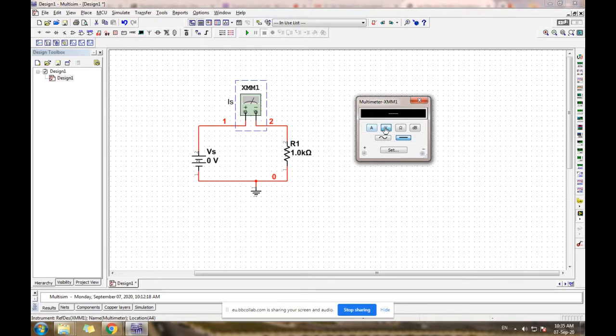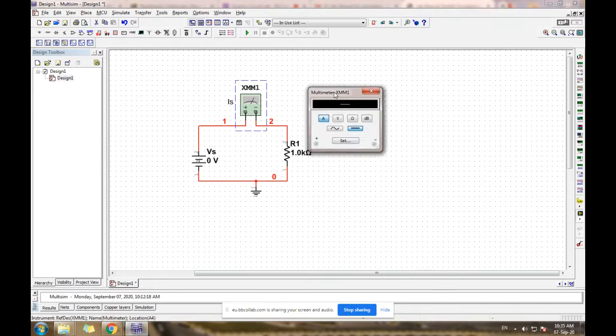So this is ampere, volt, resistance, gain. We have to select current, and we are measuring the DC current. Understand till here?